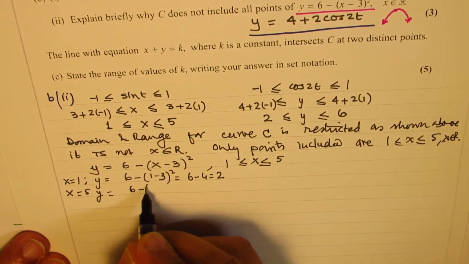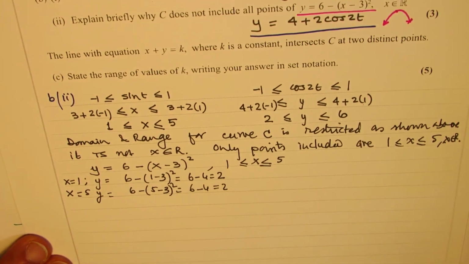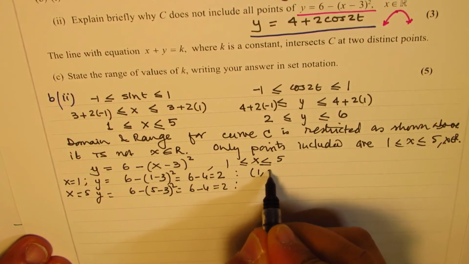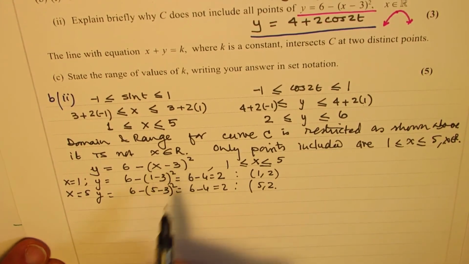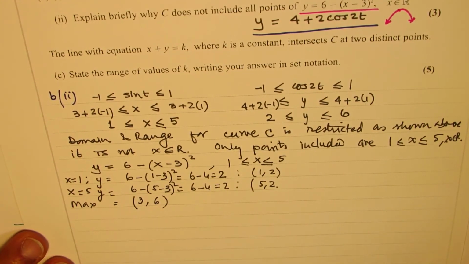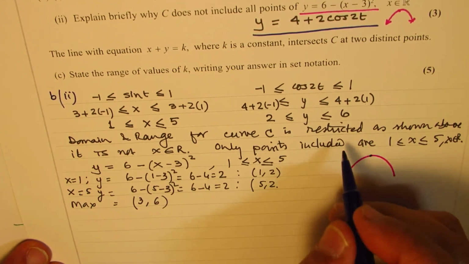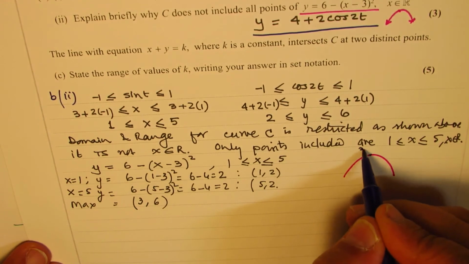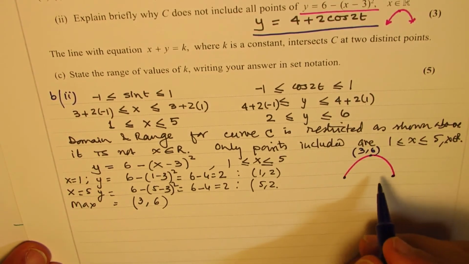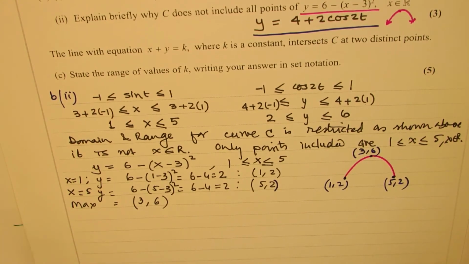And for x equals 5, y equals 6 minus (5 minus 3) whole square, which is 6 minus 2 square is 4, which is again 2. So the two points at the extremes are (1, 2) and (5, 2), correct? And from the curve, we have a maximum at the vertex, which is (3, 6), right? So the parabola we are trying to sketch here is like this, where this point is the vertex (3, 6), and these two points are included, (1, 2) and (5, 2). Clear? So that becomes the sketch of our parabola.